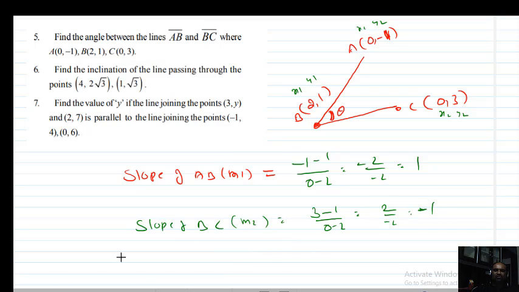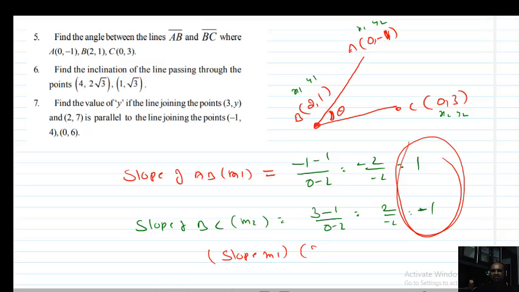Students, here no need to use the formula. Actually you want to use the formula tan theta equal to modulus of (m1 minus m2) by (1 plus m1 m2). Here in this problem no need, because see these two product minus 1 only, no. What is the meaning of that? They are perpendicular. Slope of m1 into slope of m2, what we got? Minus 1. Therefore AB is perpendicular to BC. Okay.